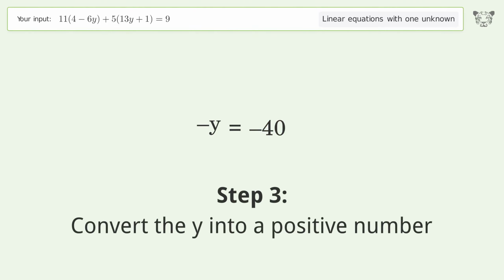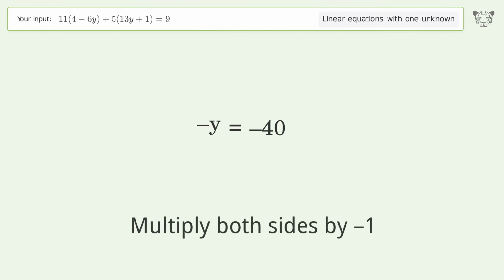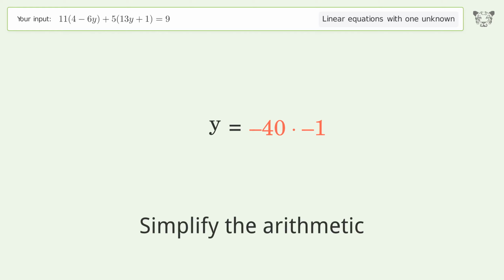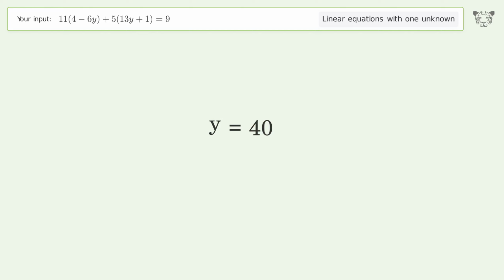Convert the y into a positive number. Multiply both sides by -1. Remove the ones. Simplify the arithmetic. And so the final result is y equals 40.